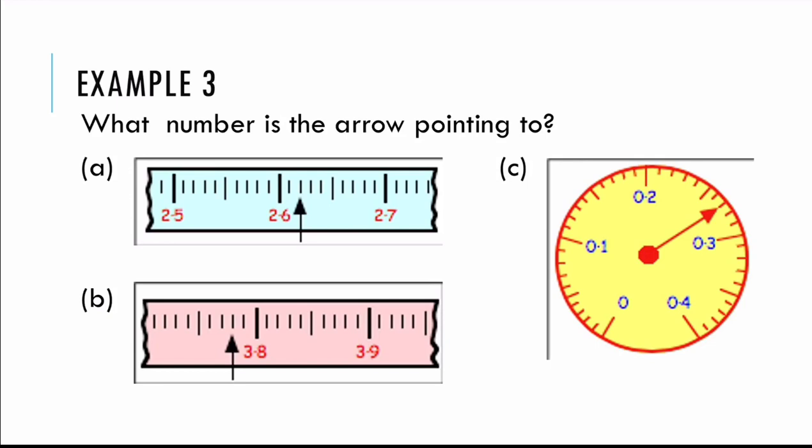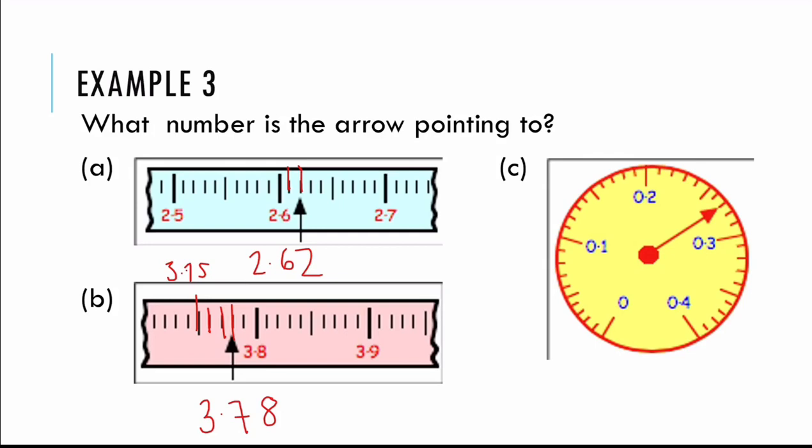Okay, so last examples. So what number is the arrow pointing to? It must be something between 2.6 and 2.7, so it must be 2.6 something. It's split into 10, so we've got 2.61, 2.62. In part B here, we have a number that is less than 3.8, so the number before 3.8 would be 3.7, and we would have 3.75 here.